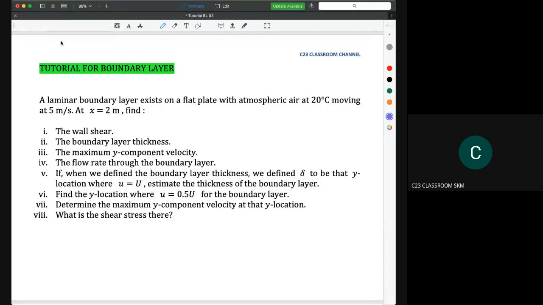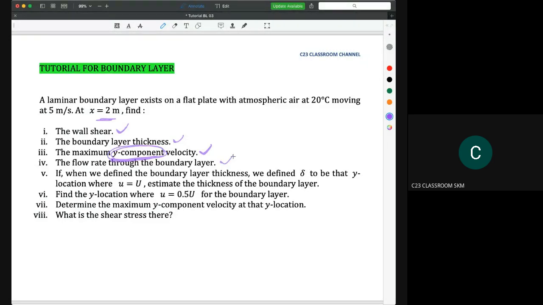Let's say in this question, a laminar boundary layer exists on a flat plate with atmospheric air at 20 degrees Celsius moving at 5 meters per second. At x equal 2 meters, find the wall shear, meaning the shear stress there, the boundary layer thickness, the maximum y component velocity. Please read very carefully here, the maximum y component velocity. The flow rate through the boundary layer.